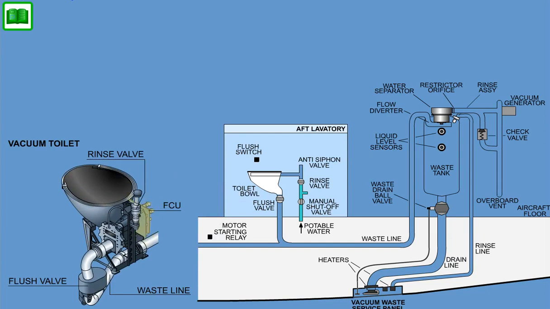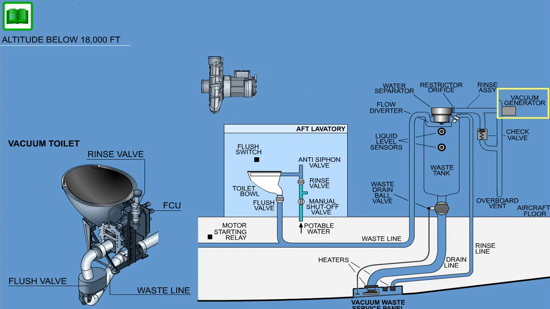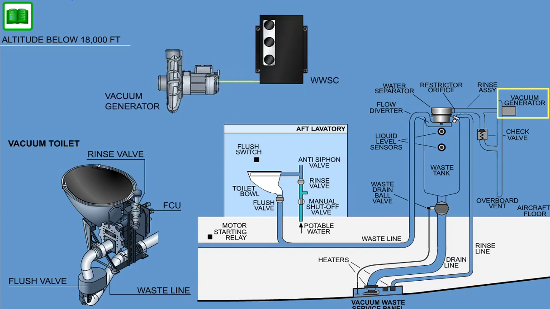The Toilet Flush Control Unit, FCU, mounted on the toilet, times and sequences the operation of the vacuum toilet in the following order after the toilet flush switch has been pressed. If altitude is below 18,000 feet, the vacuum generator is actuated through the WWSC and the motor starting relay to evacuate the waste holding tank. Approximately 210 milliliters of water is introduced into the toilet bowl through the rinse valve to rinse the bowl and aid in waste evacuation. As the rinse valve closes, the toilet flush valve is opened for 4 seconds, and the waste is evacuated to the holding tank.